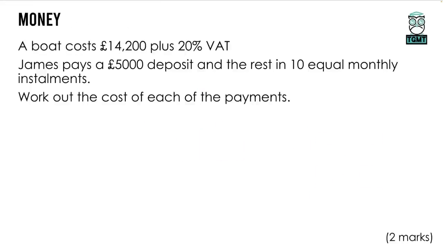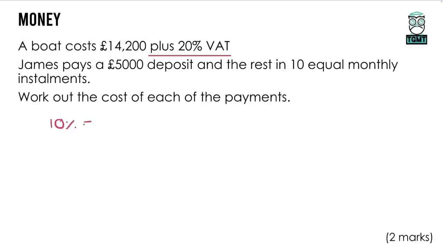Now looking at a bit of a money calculation problem, we have a boat costs £14,200 plus 20% VAT. James pays a £5,000 deposit and the rest in 10 equal monthly instalments. Work out the cost of each of the payments. Now to start with, it does give us a massive hint here that we need to add 20% VAT. That's what plus 20% VAT means. So to start with, we need to work out 20% of 14,200. Now without a calculator, the best method to go for is finding 10%.